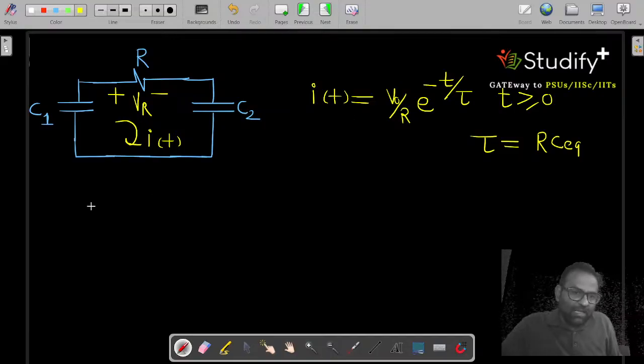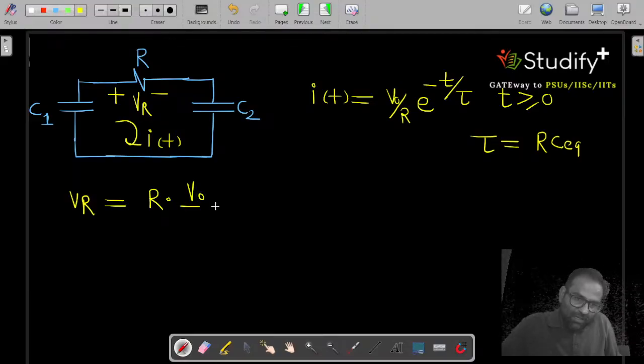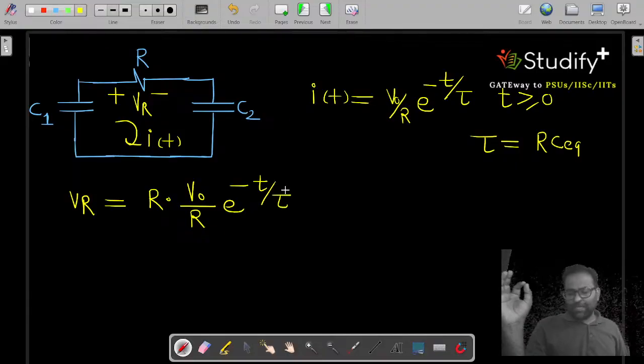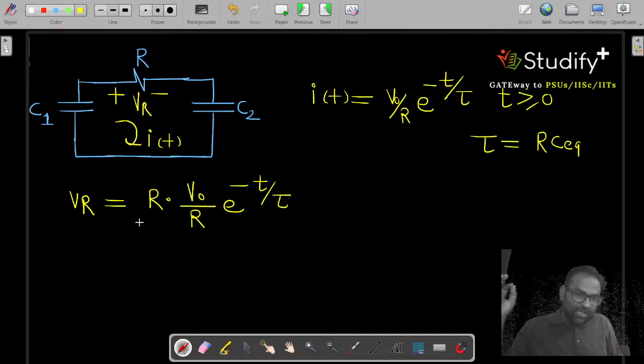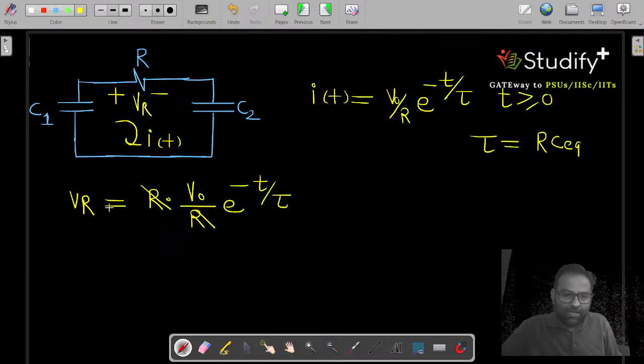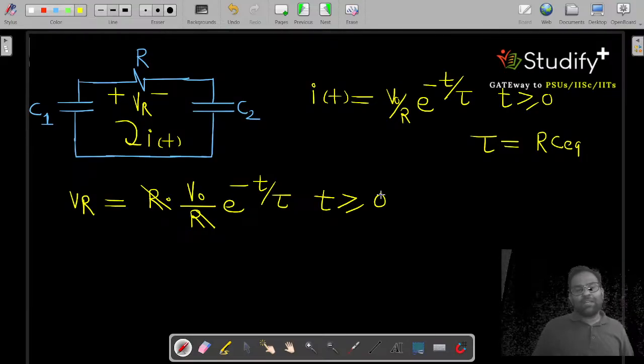Then can I say VR is nothing but IT into R. And what is IT into R? R times IT. And what is IT? V0 divided by R into e to the power minus t by tau. Means we can write the voltage and current across every component of the circuit, and this value is nothing but V0 into e to the power minus t by tau. Again, the solution is valid for t greater than or equal to 0. Correct? Now suppose we are interested in VC1, how will you write VC1?